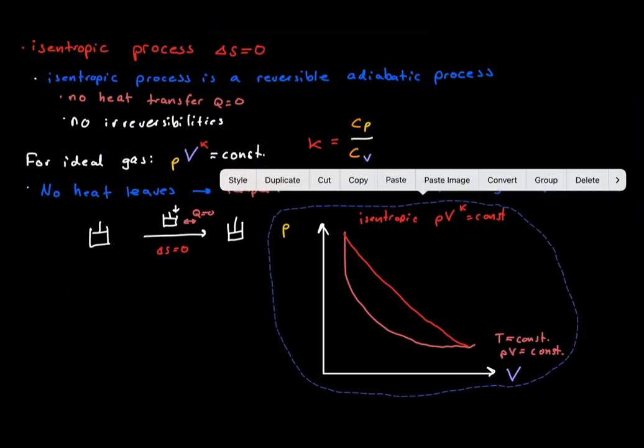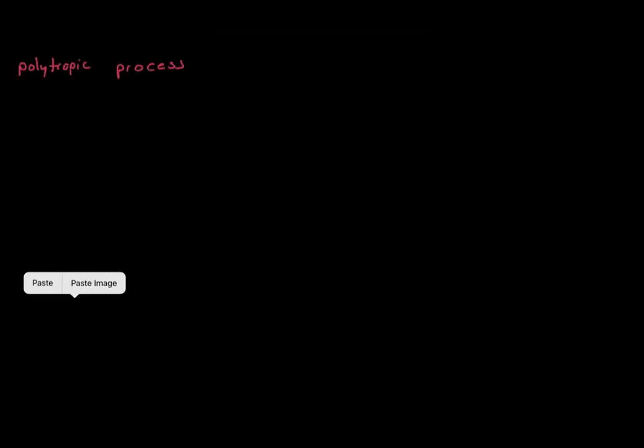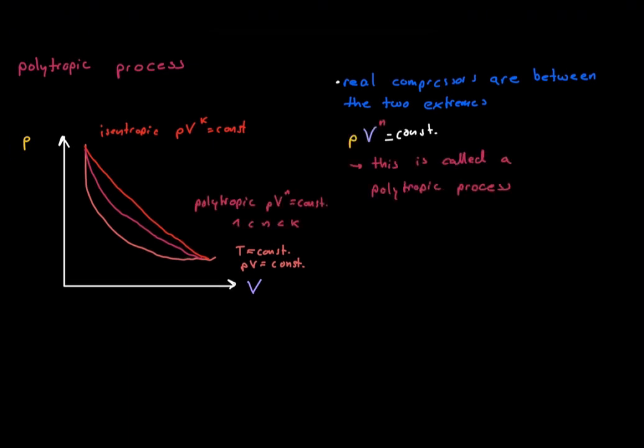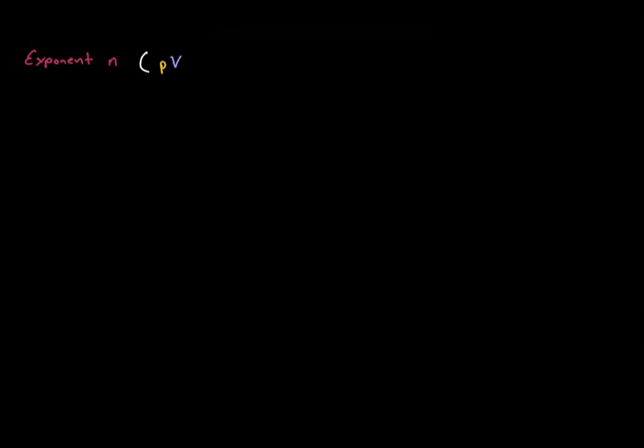Now, real compressors are usually not perfectly isothermal and not perfectly isentropic. They are somewhere in between. That is where the polytropic process comes in. A polytropic process follows P times V to the power n equals constant. The exponent n tells us how the compression behaves.